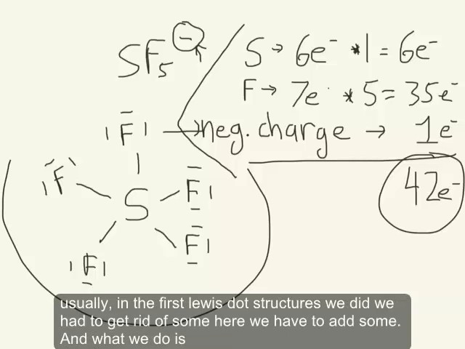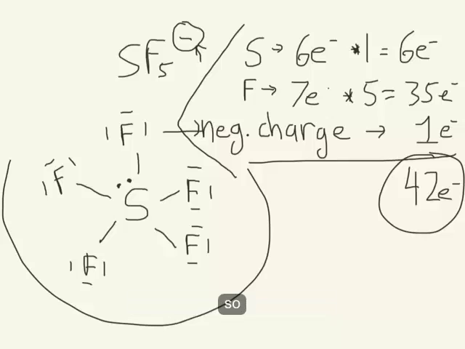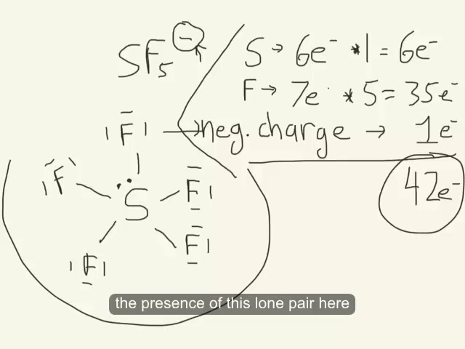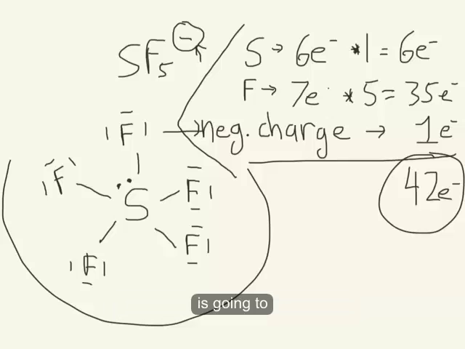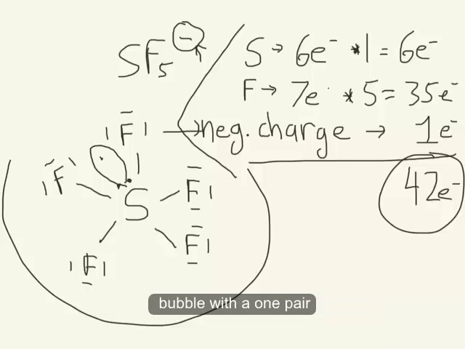Usually, in the first Lewis dot structures we saw, we had to get rid of some electrons. Here we have to add some, and we just put them on the central atom. So the presence of this lone pair here is going to affect the geometry by pushing these fluorines away. Well, we can also write this electron pair as a kind of bubble with a lone pair written in it.